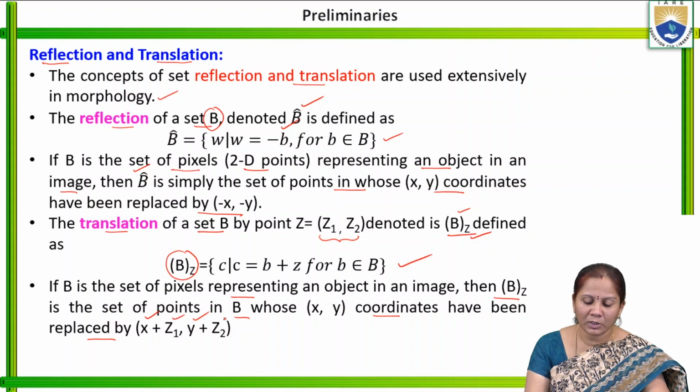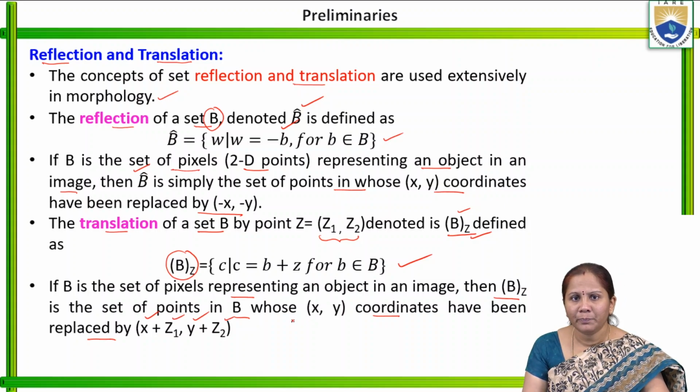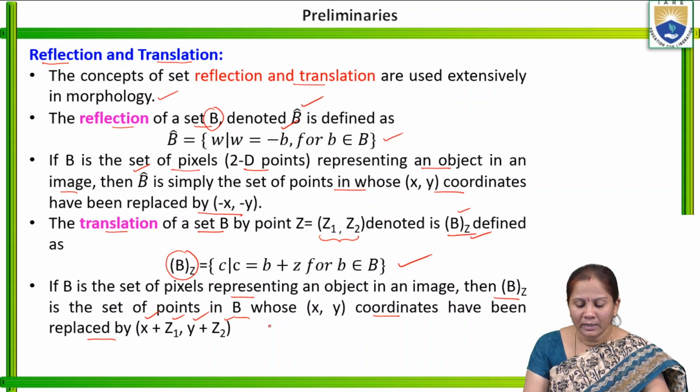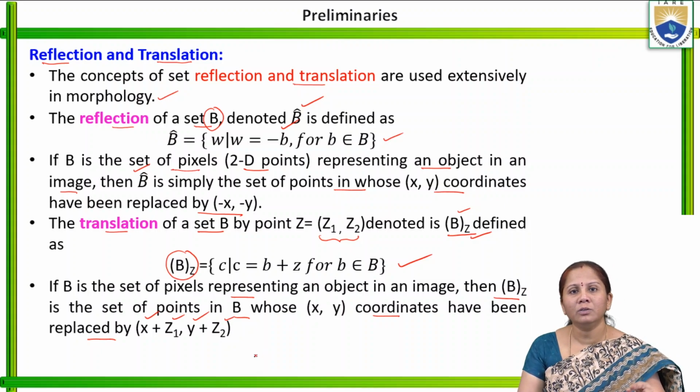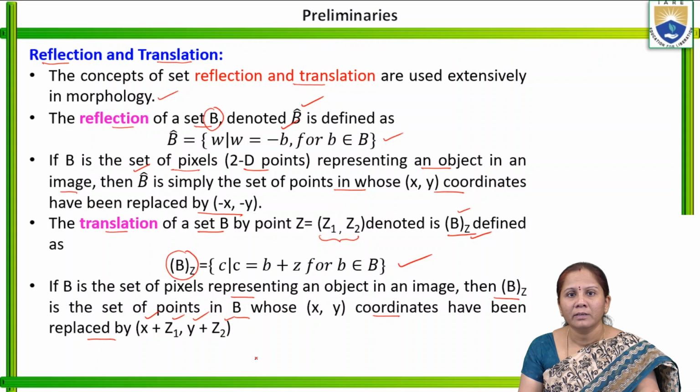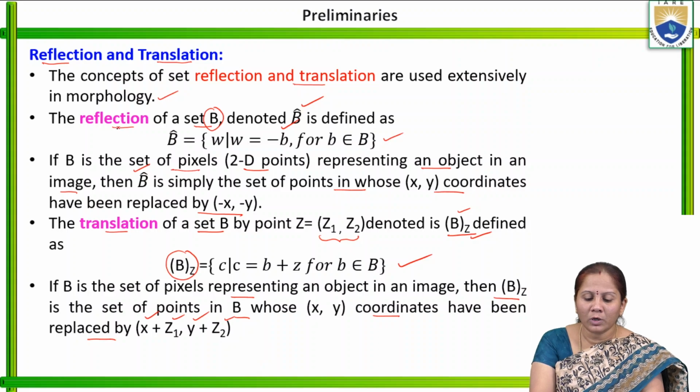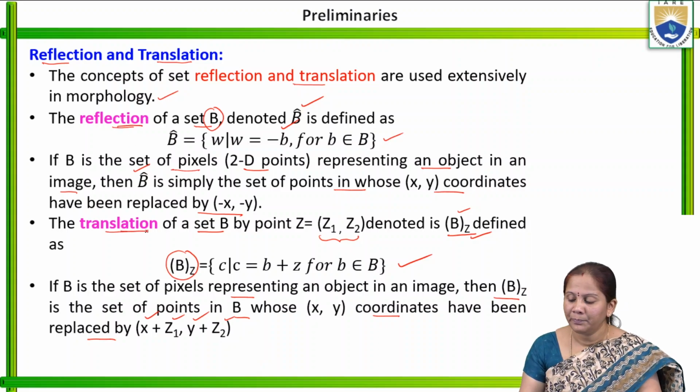So this z1 and z2 are the two coordinates at the point z, whereas this x and y are the two coordinates in set B. So this is what reflection and translation are about.